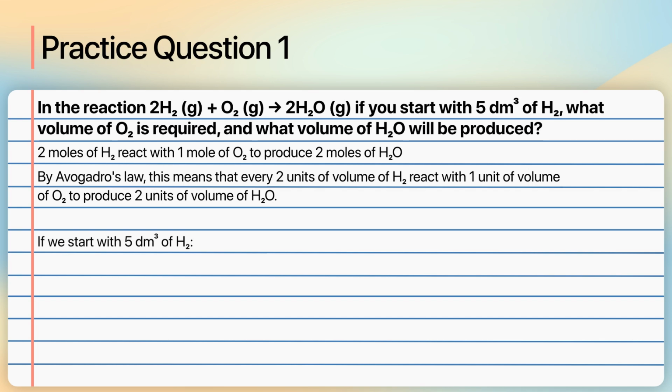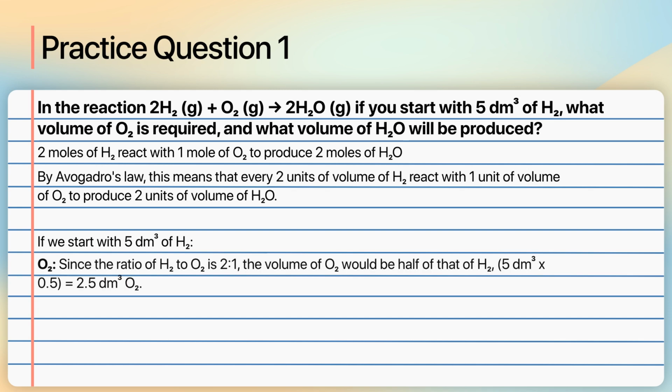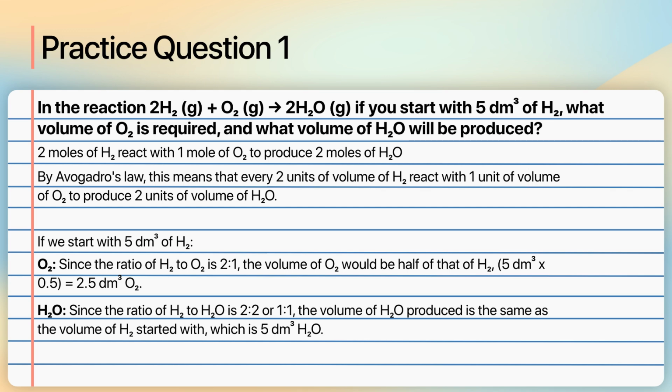So if we start with 5 decimeters cubed of H2, since the ratio of H2 to O2 is 2 to 1, the volume of O2 would be half of H2. So the volume of O2 is 2.5 decimeters cubed. And since the ratio of H2 to H2O is 2 to 2, the volume of H2O produced is the same as the volume of H2. So 5 decimeters cubed of H2O is produced.